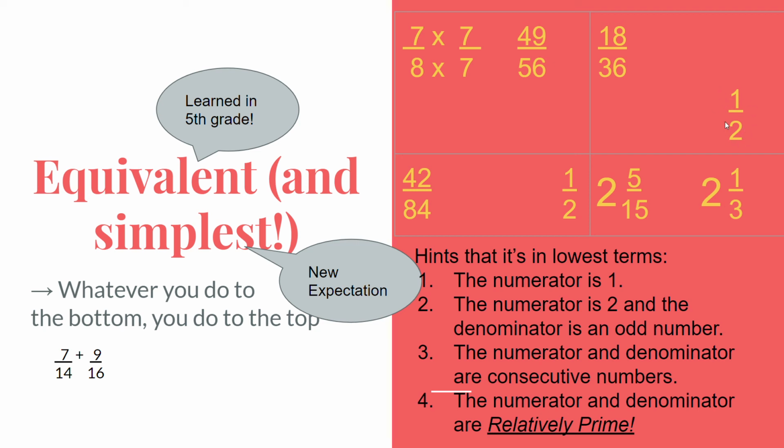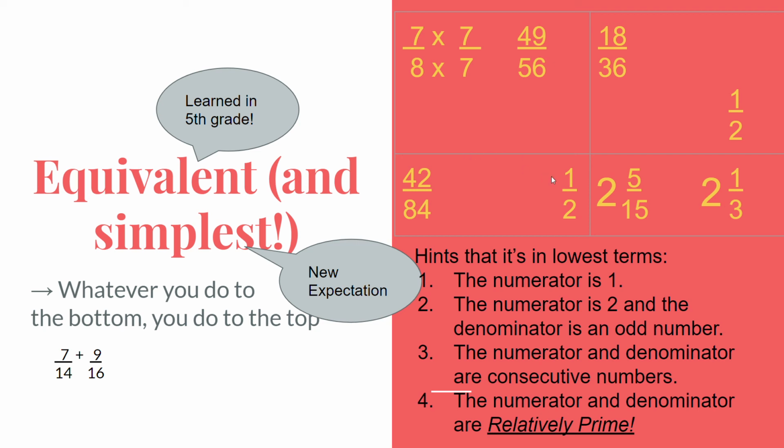A hint that you're done and you're in simplest form or lowest terms is if the numerator is 1. When that top number is 1, that means you only have one piece out of however many pieces the whole is cut into. Can't get any smaller of a digit than that. So if the numerator is 1, you're done.